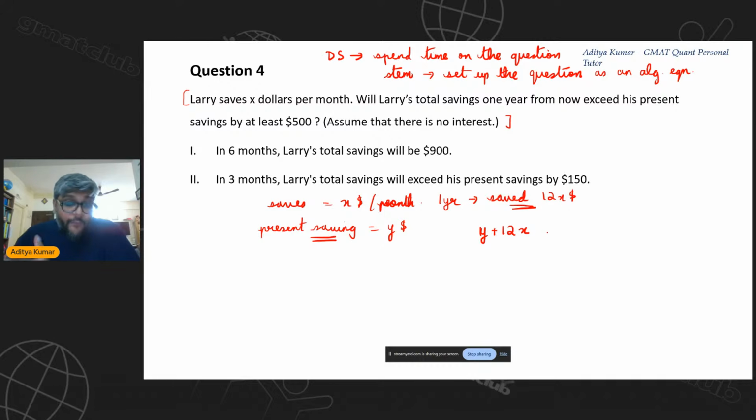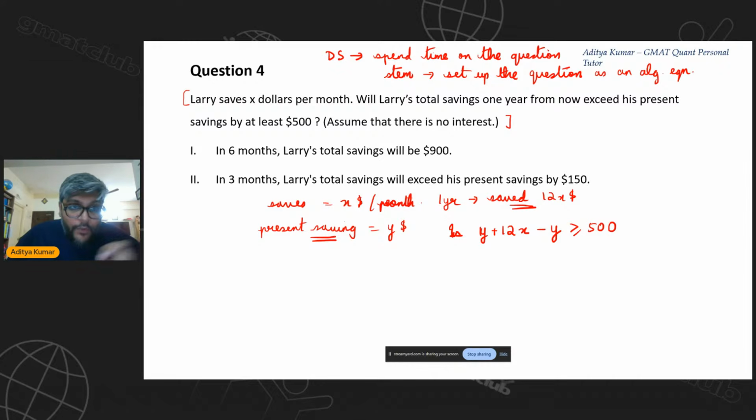So they're telling me the difference of his total savings and his present savings should be greater than or equal to $500. So they're saying Y plus 12X minus Y should be at least greater than or equal to 500. This is what my question is asking. Is the total savings exceeding the present savings by $500? That means the difference between the two should be greater than or equal to 500.